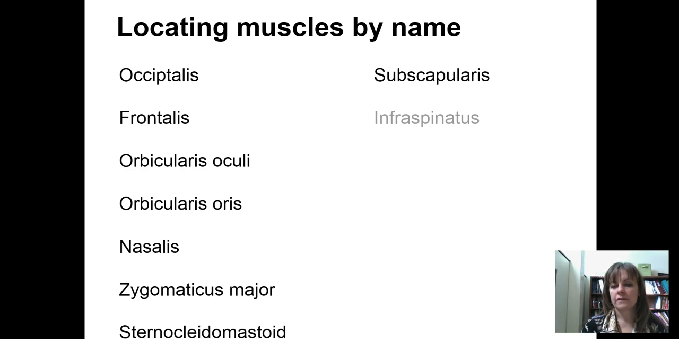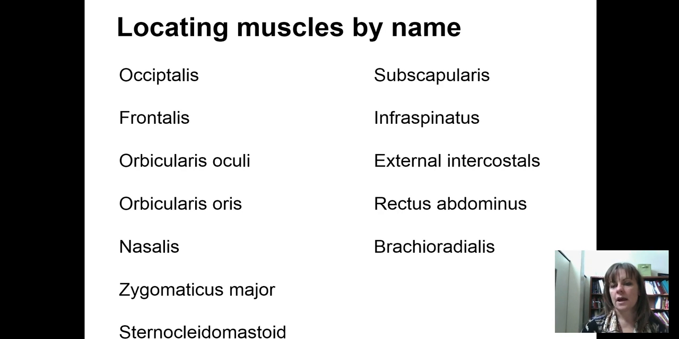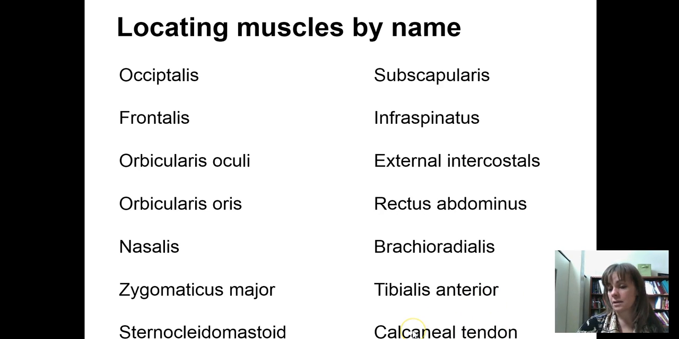Okay, and so all of these. Look for ones that, brachioradialis, it starts in the brachial region and then is going to contact the radius somewhere. Okay? Tibialis anterior. Well, it's probably near the tibia on the anterior side of the body. Calcaneal tendon. It's going to be a tendon attached to the calcaneus.